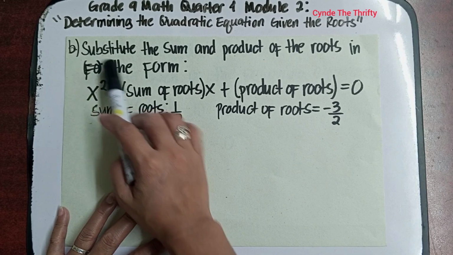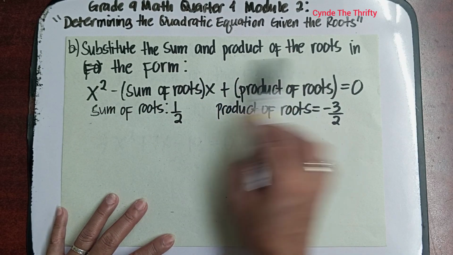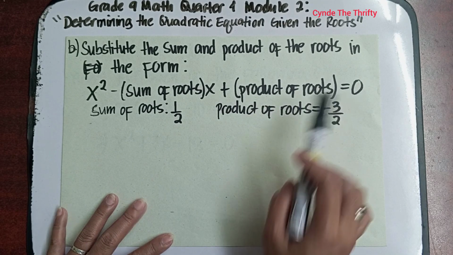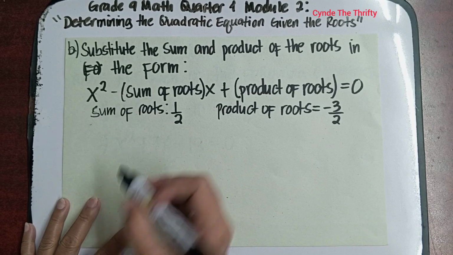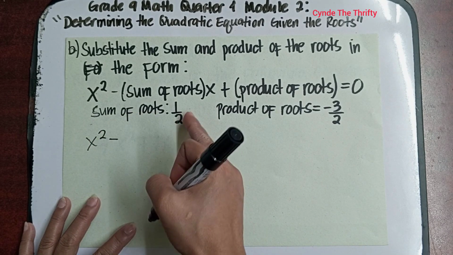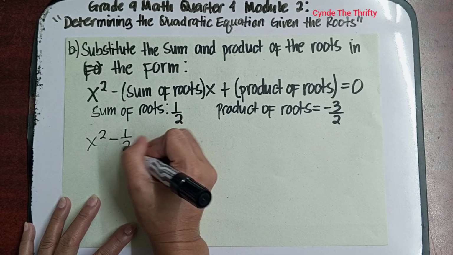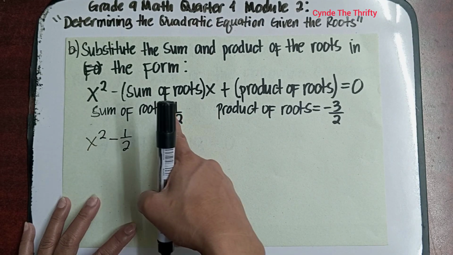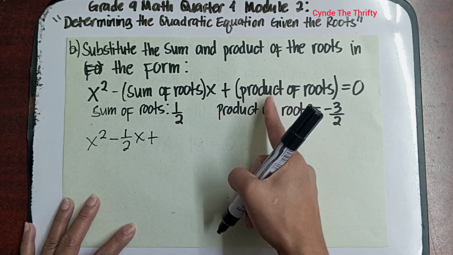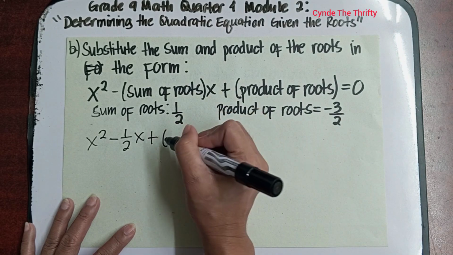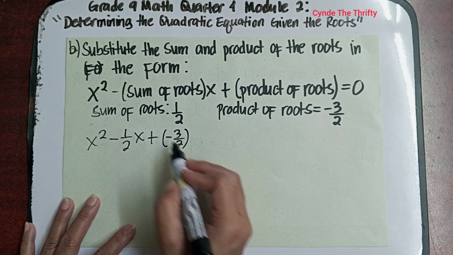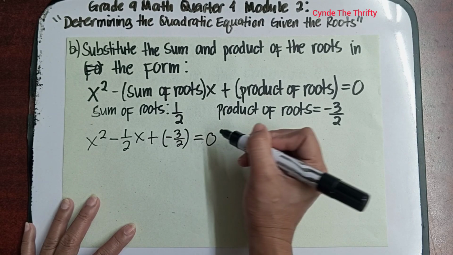Step 2 na tayo. Substitute the sum and product of the roots in the form x squared minus sum of roots x plus product of roots is equal to 0. Okay, so i-substitute na natin siya. So x squared, kopyahin natin si x squared minus the sum of roots. So ang sum of roots natin is 1/2. Okay, so pwede na natin siyang automatic ilagay kasi hindi negative ang kanyang sign. 1/2 x plus the product of roots na negative 3 over 2. Okay, so ilagay natin siya kasi negative 3 over 2 siya. So ilagay natin sa parenthesis kasi negative is equal to 0.